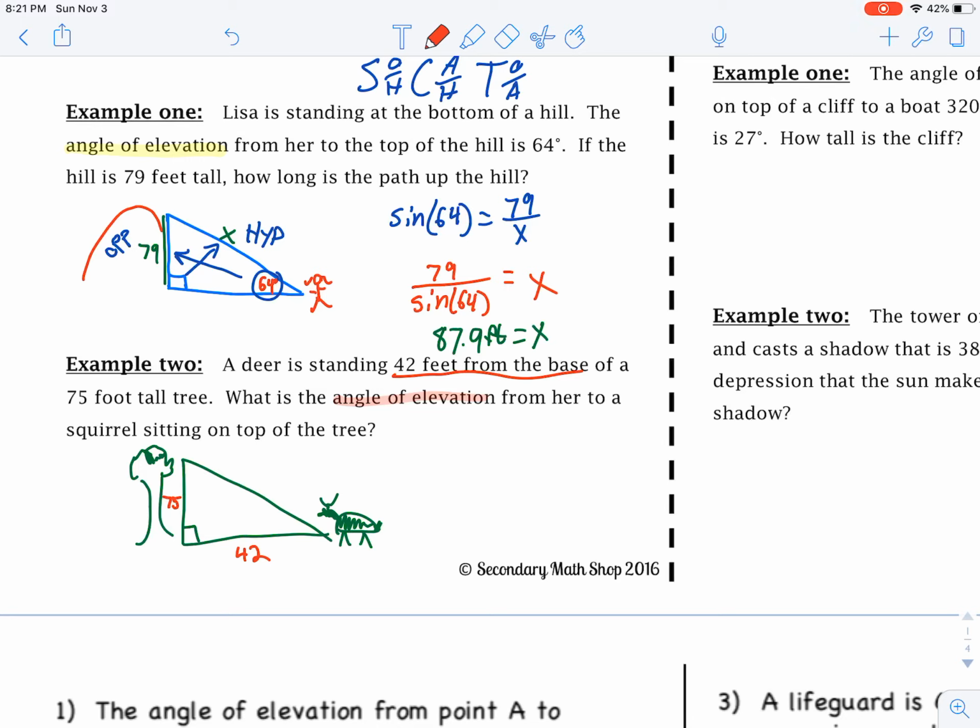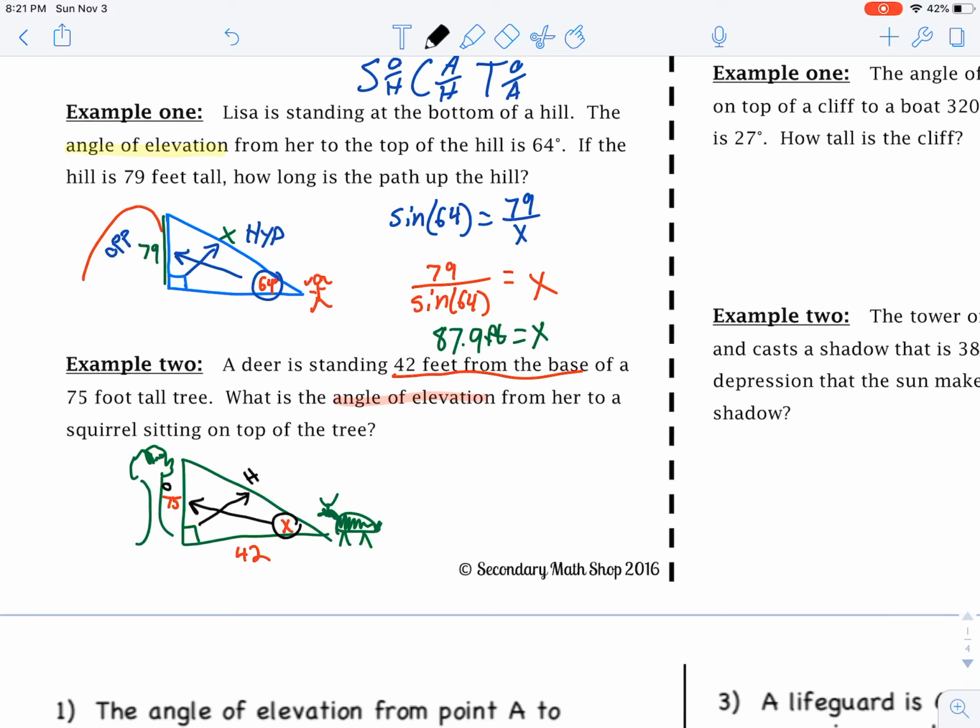Okay, so let's circle our angle, label our sides. So across our right angle is our hypotenuse. Well, we don't have a value there, so we're not going to use that, but it'll help us label the others. Across our angle is our opposite, and the side that connects our angle to our right angle is our adjacent. So what are we going to use? Sine, cosine, or tangent. Hopefully you said tangent.